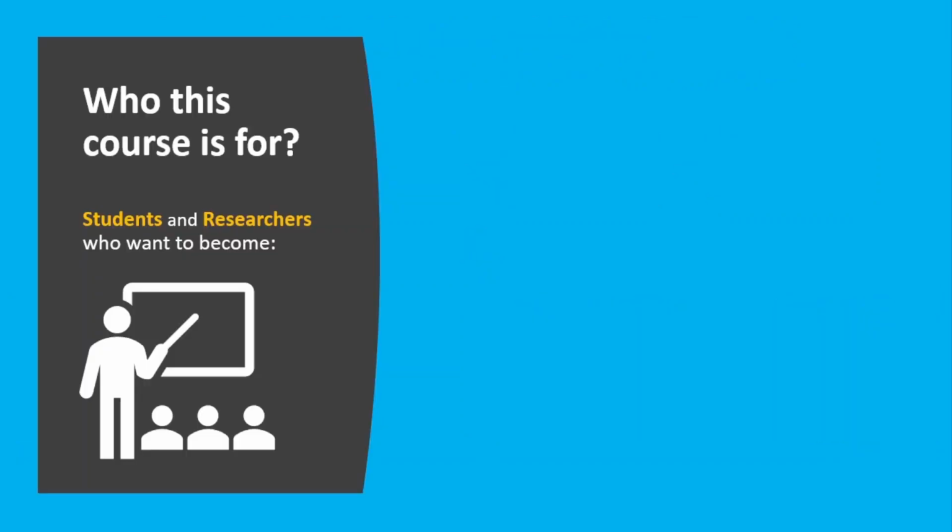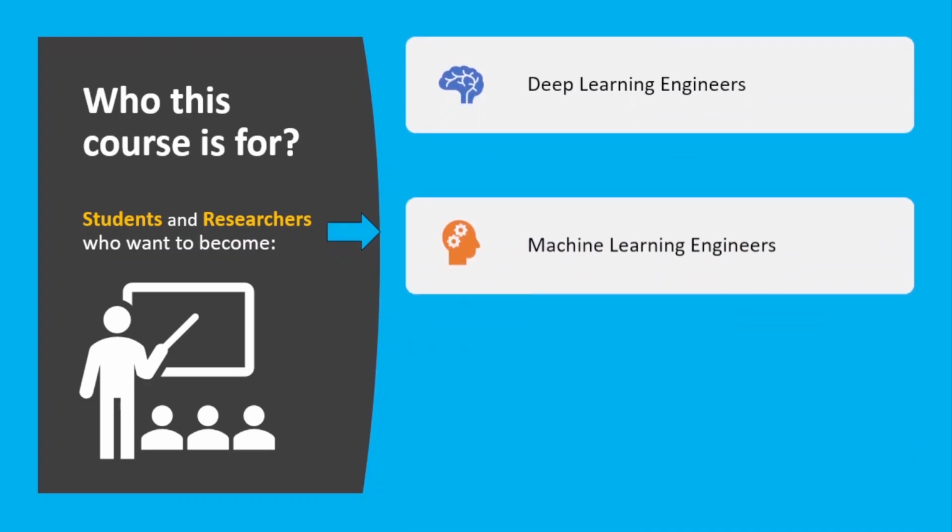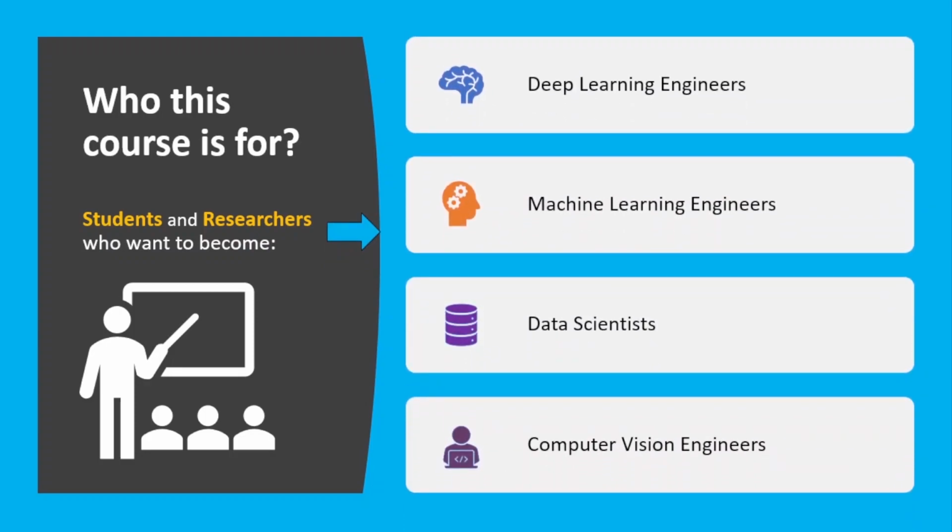This course is designed for students and researchers who want to become machine learning engineers, deep learning engineers, data scientists, or computer vision engineers, to learn how to use PyTorch to build and train deep learning models for semantic segmentation. I will also provide you all the Python code so that you can practice and get started immediately. By the end of this course, you will have the knowledge and skills you need to start applying deep learning to semantic segmentation problems in your own work or research.